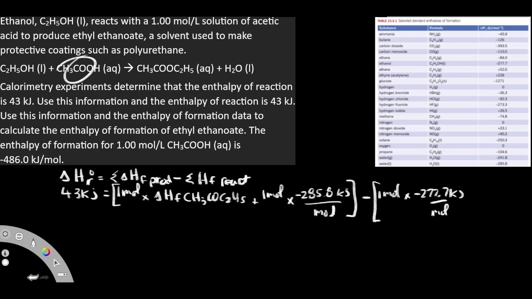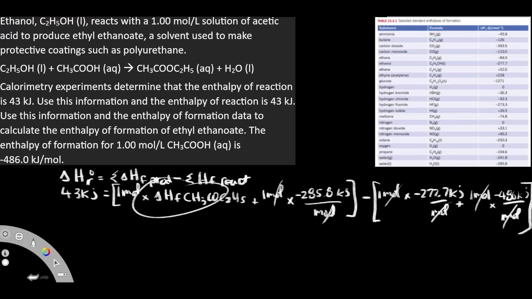And then we also have to add it with our next reactant. There's 1 mole of it as well. And then it's not written over here, our acetic acid, but we can at least find it in the question at the very end, that it's negative 486 kilojoules. And that should be it. So all you need to do is cancel out your moles here, cancel out your moles here, cancel out your moles here, and then we have to find our unknown value.